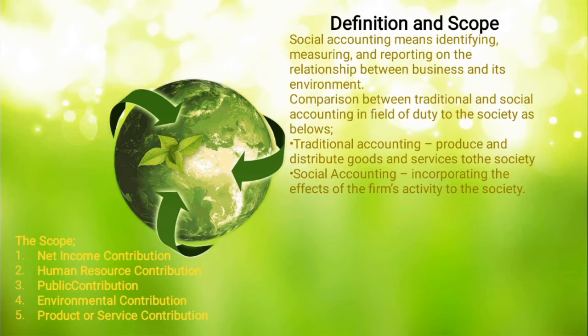Okay, the current accounting, or accounting as usual, we call traditional accounting or conventional accounting. Compared with social accounting, in their field of duty to the society, traditional or conventional accounting just produces and distributes goods and services to the society. But the social accounting model incorporates the effects of the firm's activity on the society. Right now, some conventional accounting has applied social accounting, but others have not. And then, what is the scope of social accounting? The scope includes net income contribution, human resource contribution, public contribution, environmental contribution, and product and services contribution.